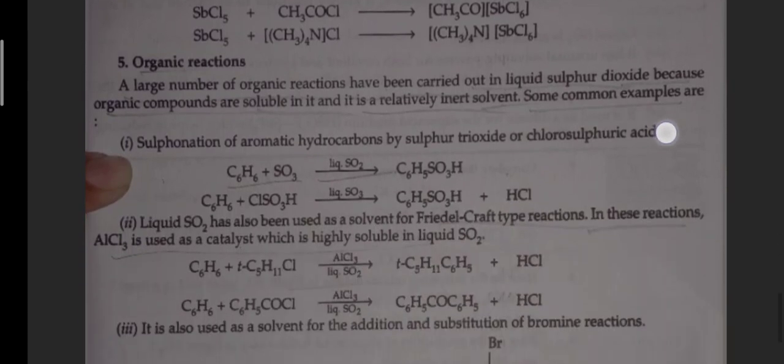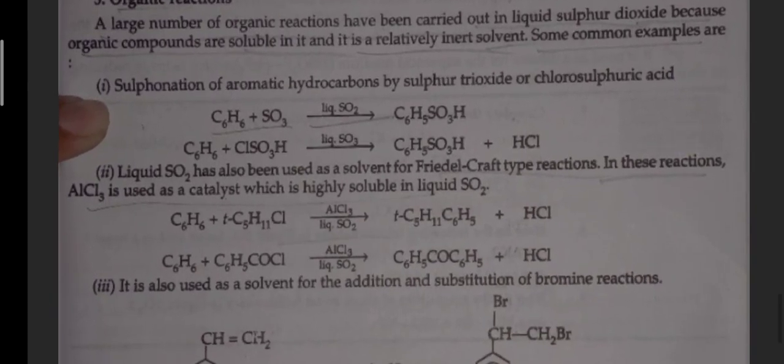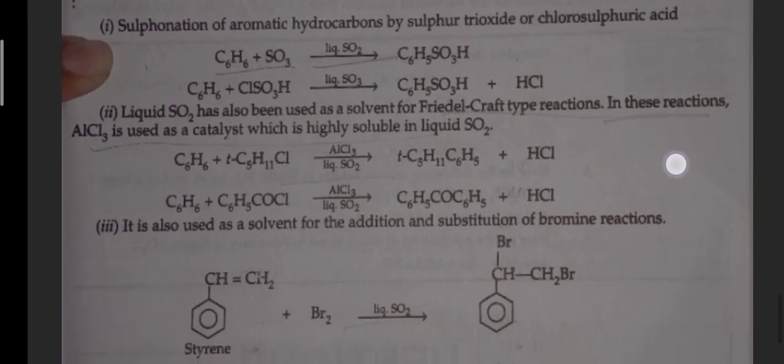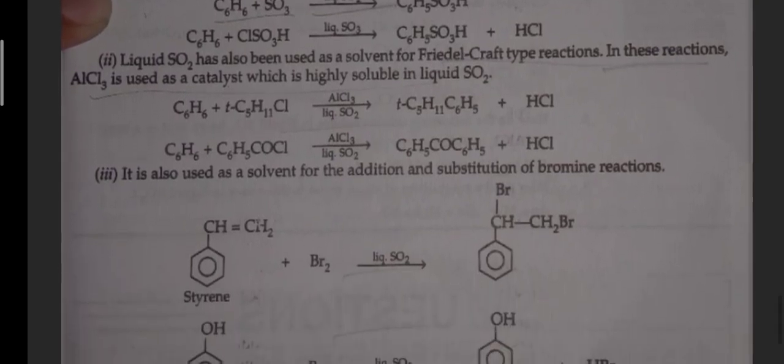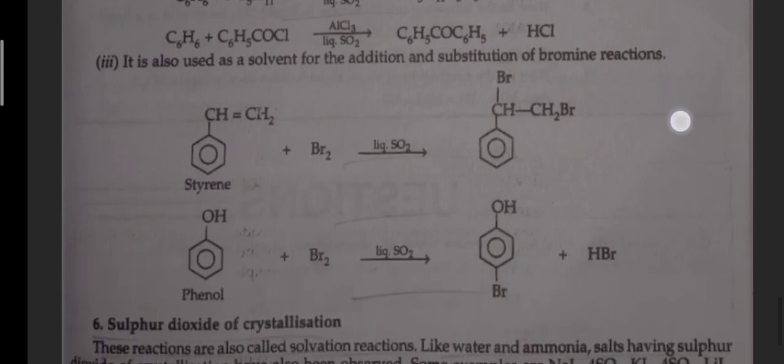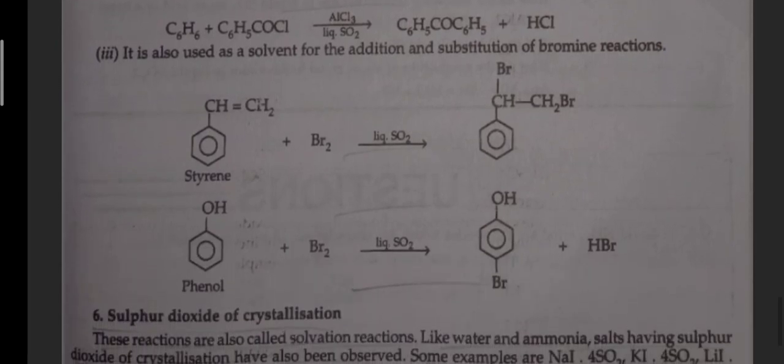Fifth reaction of liquid SO2 is organic reactions. A large number of organic reactions have been carried out in liquid sulfur dioxide because organic compounds are soluble in it and it is a relatively inert solvent. Some common examples are: first, sulfonation of aromatic hydrocarbons by sulfur trioxide or chlorosulfuric acid. Second, liquid SO2 has also been used as a solvent for Friedel-Crafts type reactions. Third, it is also used as a solvent for the addition and substitution of bromine reactions.